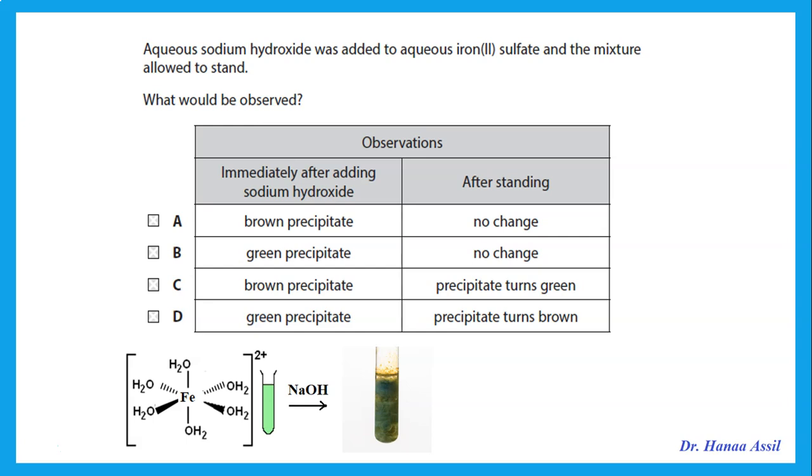But then the question says it is allowed to stand in air. Remember, this green precipitate is due to iron 2+. But if I leave it in air, it is oxidized to iron 3+. So the green precipitate turns brown. Iron 2+ forms a green precipitate. If left exposed to the air, it is oxidized by oxygen in the air to form a brown precipitate of iron 3+.